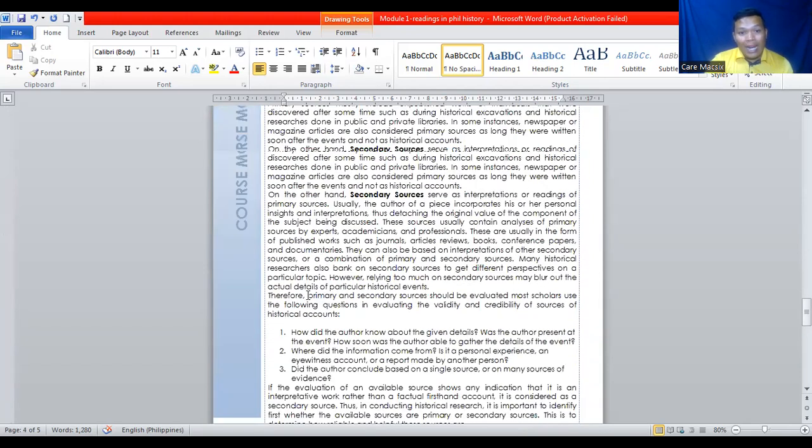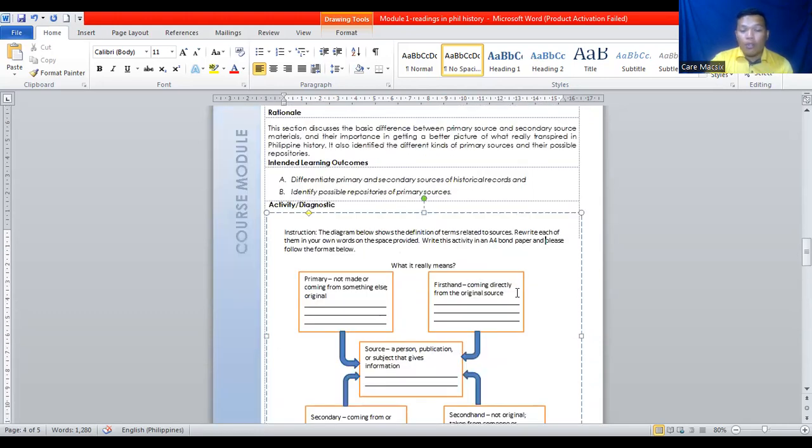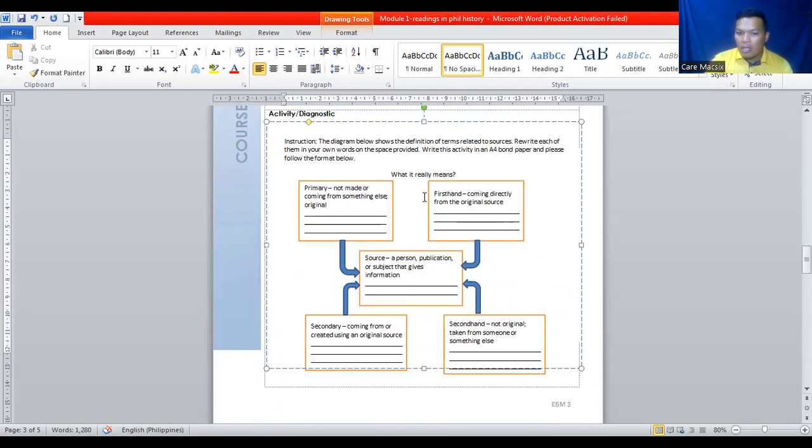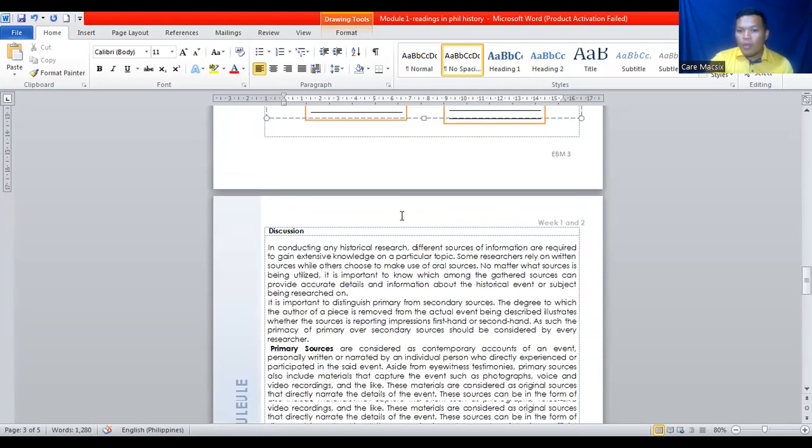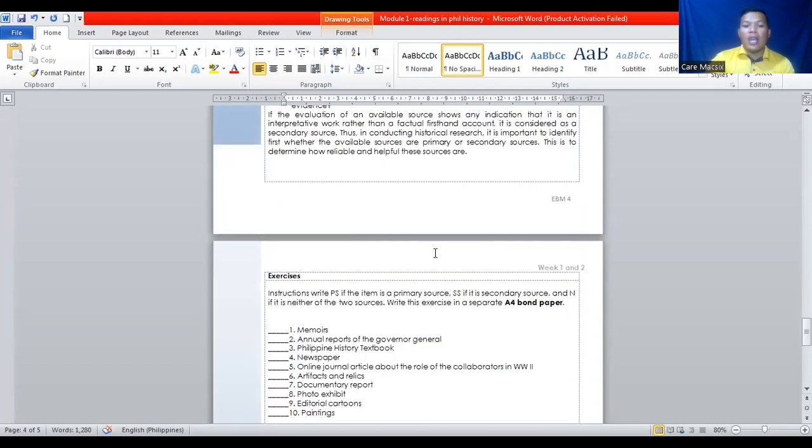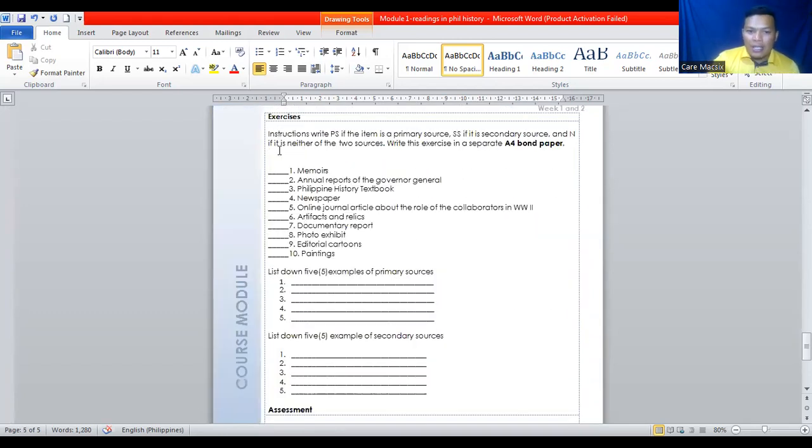So example, if you have answered this in an A4 bond paper and there is still space below, you can continue there. Just indicate that it is an exercise. Up here, you have answered already. You have written your names already, and you have answered this diagnostic. Indicate that it is the activity/diagnostic, then continue with the exercise if there is space below.